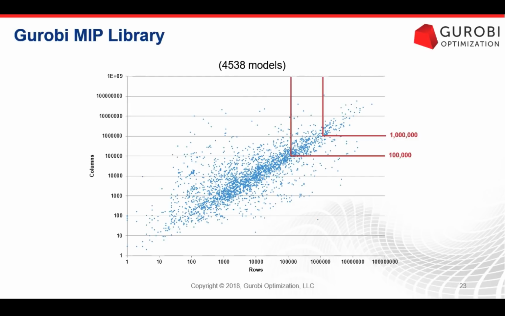I've drawn red lines on the chart to show the set of models that have more than 100,000 constraints and variables, and also the set of models that have more than 1 million constraints and variables. And what you can see is that there are many models that have more than 100,000 constraints and variables. So people are solving models of this size quite routinely. However, the number of models that contain more than 1 million constraints and variables is not that large. So once you're solving models with millions of constraints and variables, you're solving models that are among the largest, most difficult models in our test set.